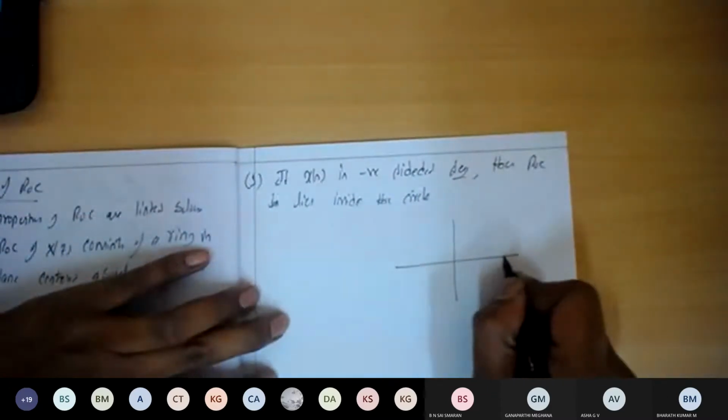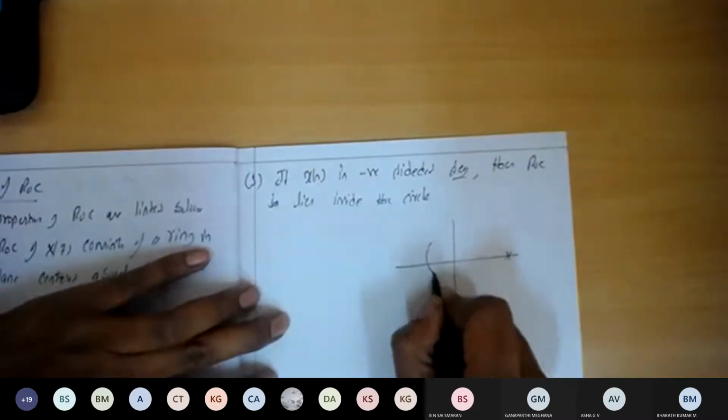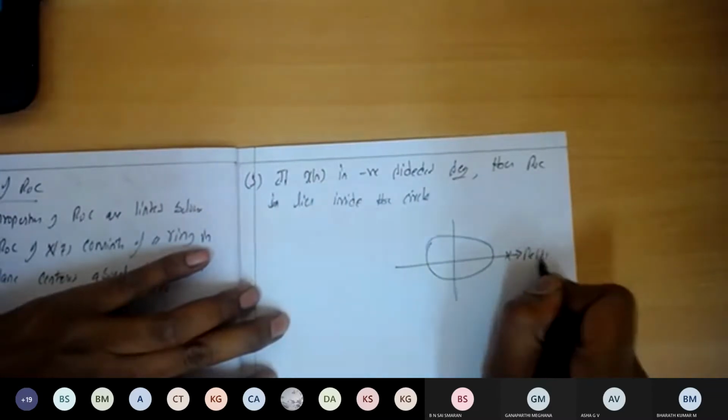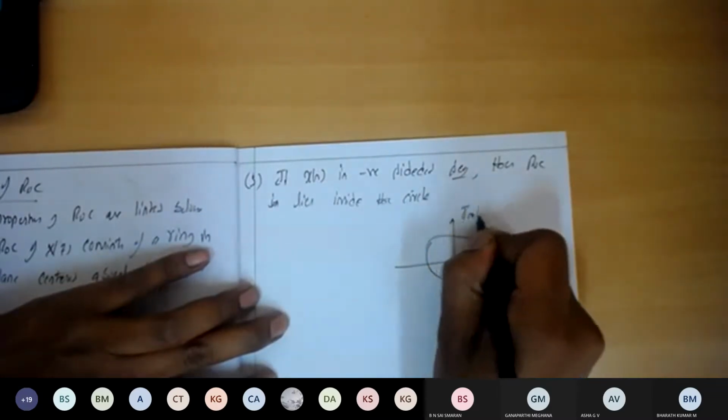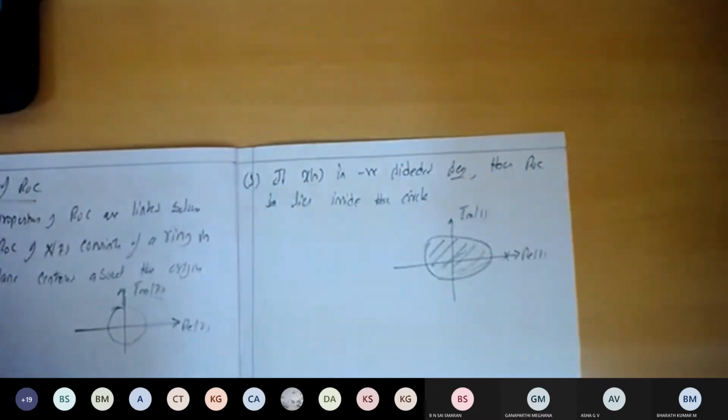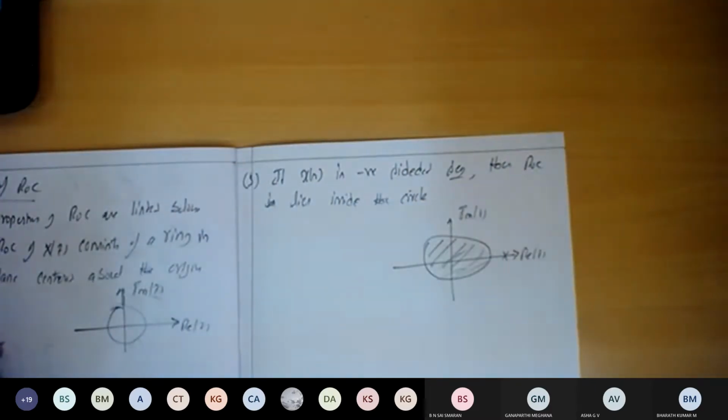So this is the location of the poles. Inside this location of poles, the ROC is going to lie. So this is the real part, and this is the imaginary part of Z. The ROC is going to lie inside the circle. So this is for the negative-sided sequence.